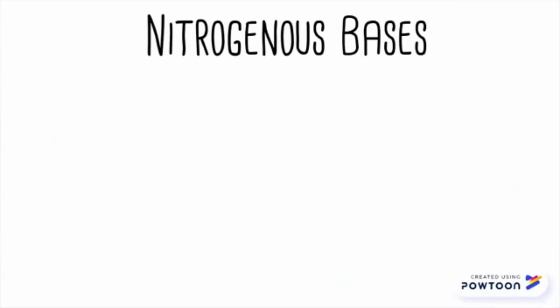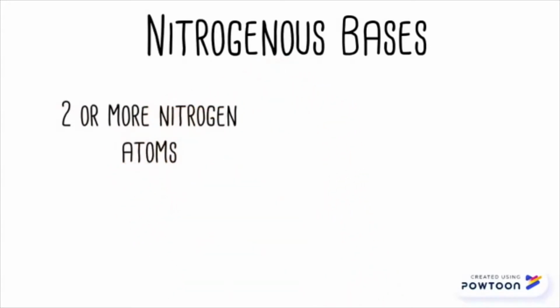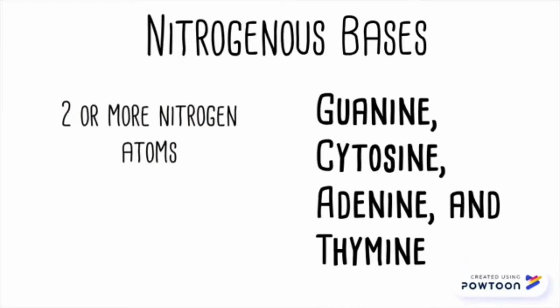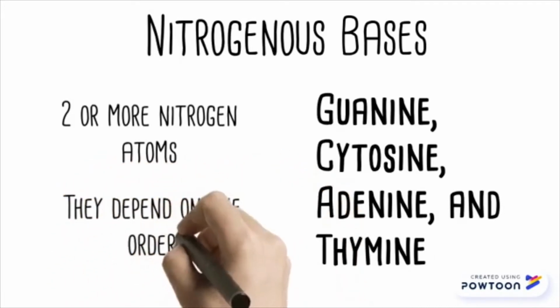Nitrogenous bases are organic compounds with two or more nitrogen atoms. A set of 5 nitrogen bases are used in the construction of nucleotides, which are the ones that build up the nucleic acids, like guanine, cytosine, adenine, and thymine. These are the bases that store information, and they depend on the order they are in.